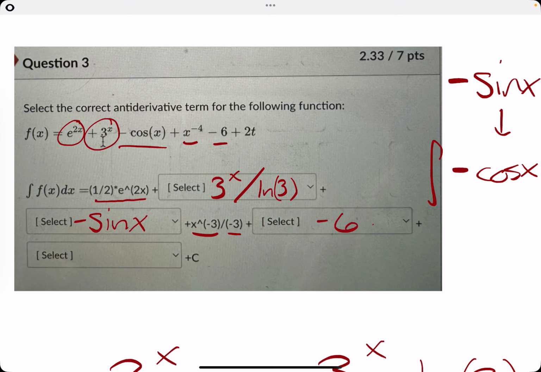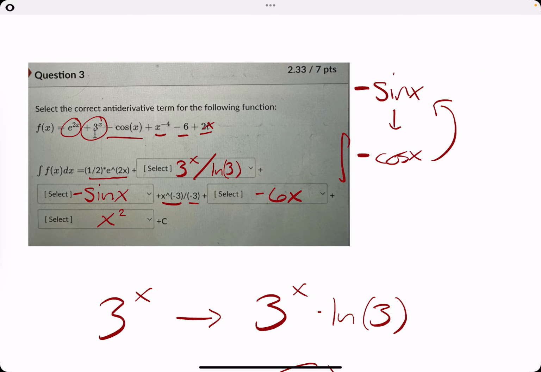Oh, wait. What the heck? Why they got x's? They have x's and t's in the mix. Okay, so I was right by using x's previously. So negative 6x for the negative 6. That's straightforward. But then they have plus 2t. I don't know if the 2t is an accident. Maybe it should have been 2x. If it is meant to be 2t, then the answer would be 2tx. But I'm assuming they meant to do x, so I would call it x squared. So the antiderivative of 2x is x squared. All right, I'm going to leave it at that.